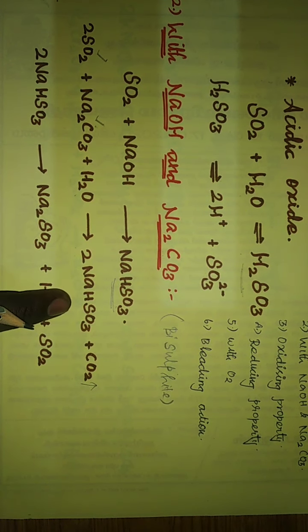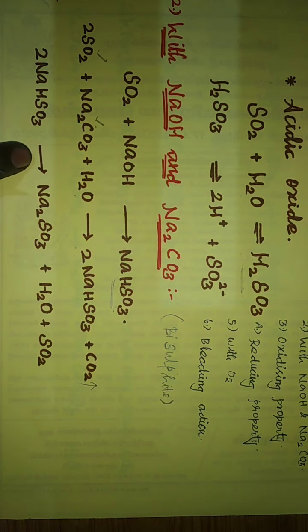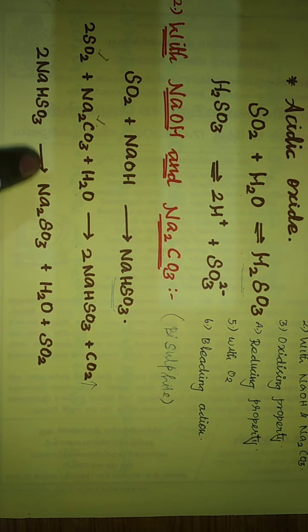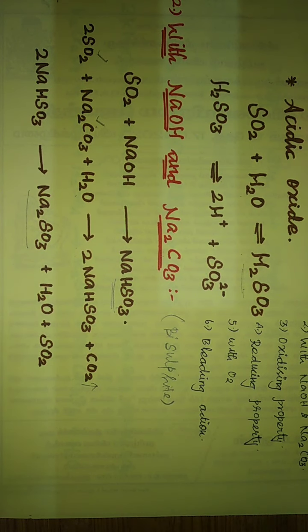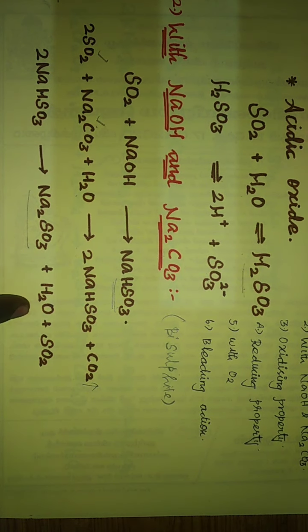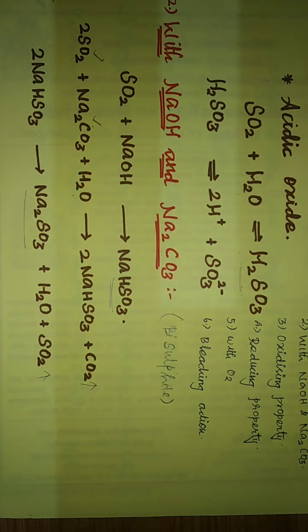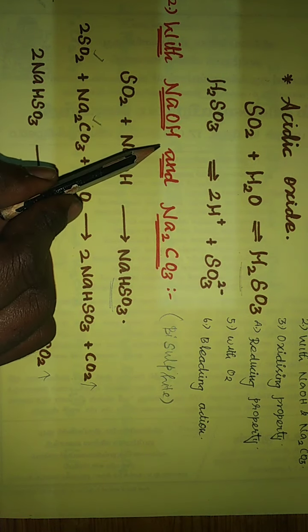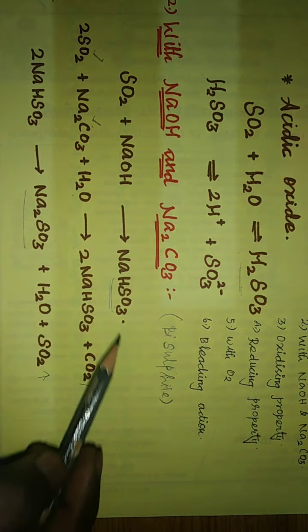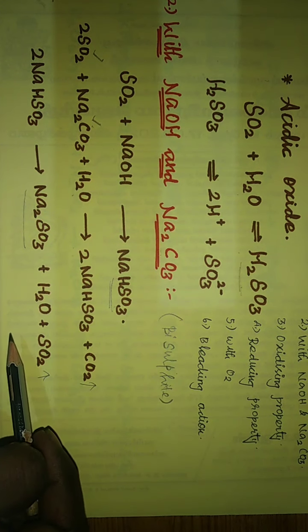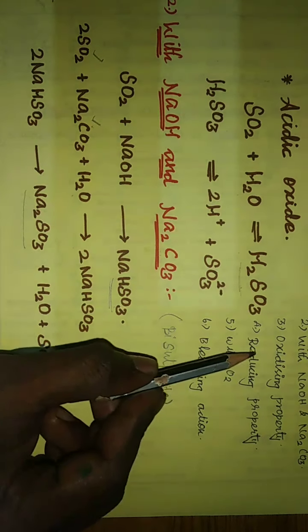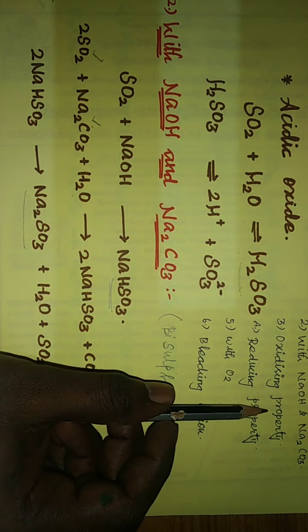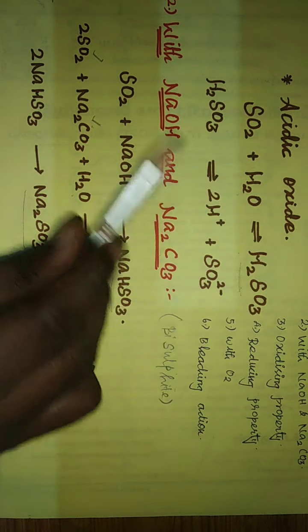This sodium bisulfite is easily decomposable, and on decomposition it forms sodium sulfite. The formula for sodium sulfite is Na2SO3, along with the formation of a molecule of water and sulfur dioxide gas. So this is the second reaction of sulfur dioxide we have discussed: when sulfur dioxide reacts with sodium hydroxide and sodium carbonate, the product is sodium bisulfite. Then let us see the third chemical property, the oxidizing property of sulfur dioxide.